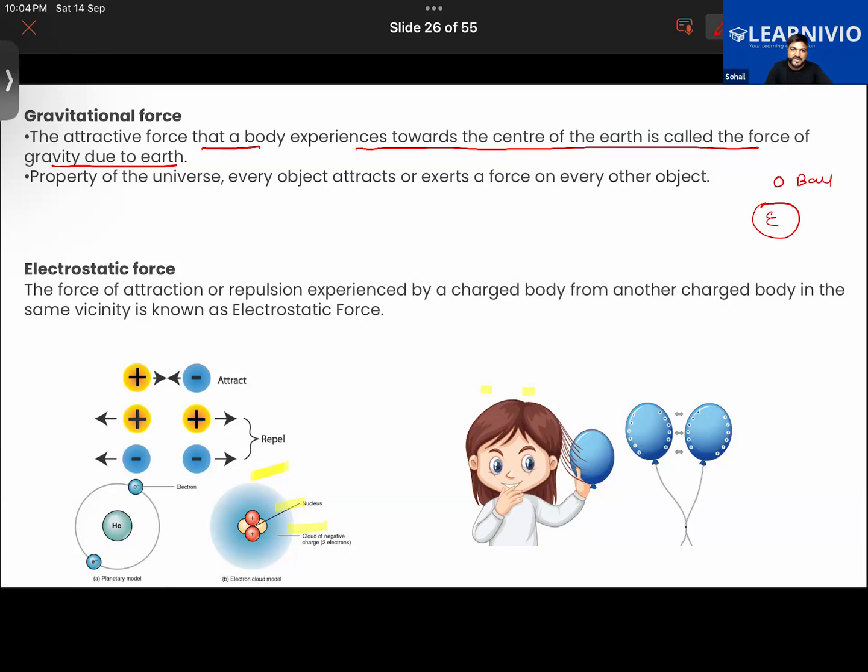Others who were present in the class, you guys tell me about the force of gravity magnitude. What was the magnitude of the force of gravity of earth?